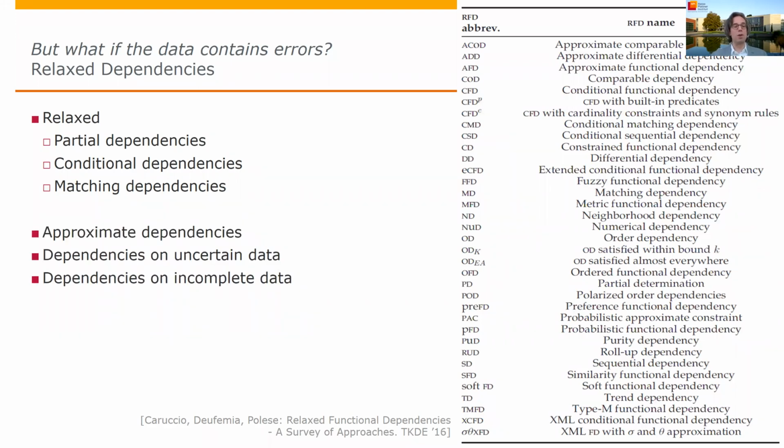And it goes further. There could be approximate algorithms in the sense that they can't even be sure that what they discovered is true, maybe because they're running on a sample. And then you could define dependencies on uncertain data or dependencies on incomplete data. This is an area that Sebastian Link is working a lot on. So a lot of fun to be had here.